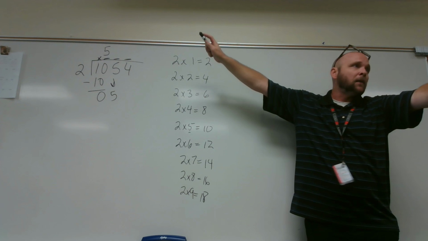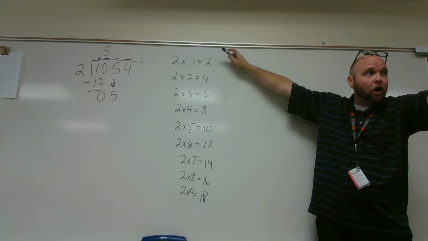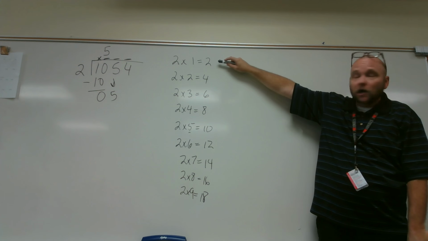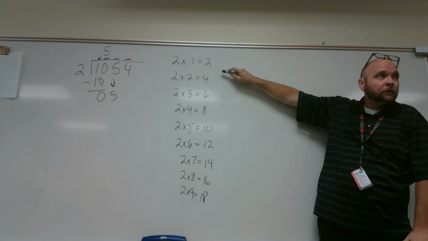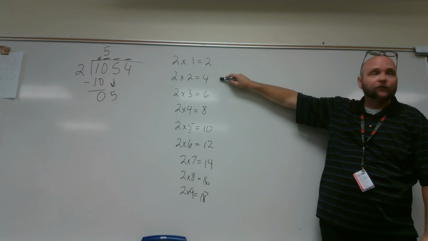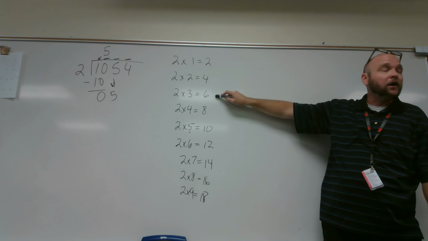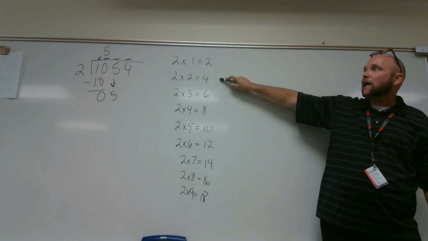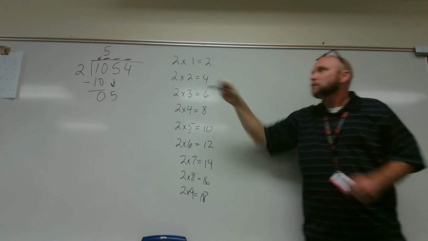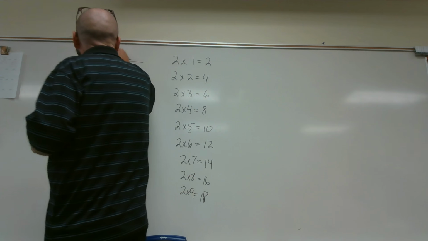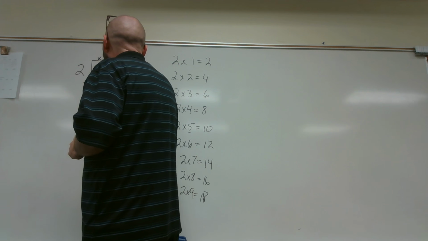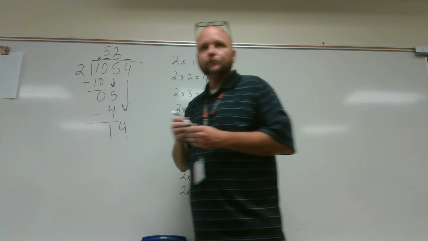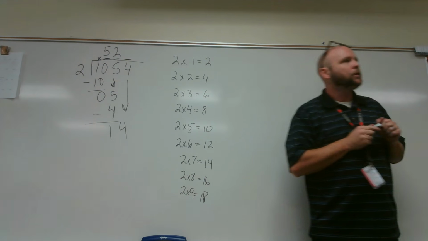We want to get as close to 5 as we can without going over. So, 2, 4. Stop me at 4, because if I go to 6, that's bigger than 5, so I can't. So 2 goes into 5 2 times. So my 2 goes up here. 2 times 2 is 4. Subtract, I get 1. Bring down my 4.